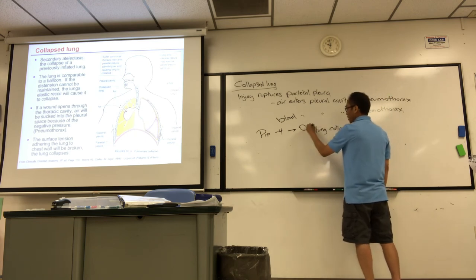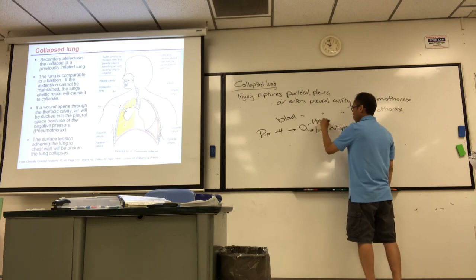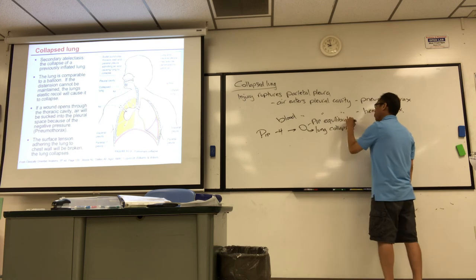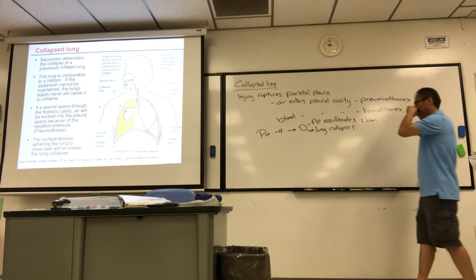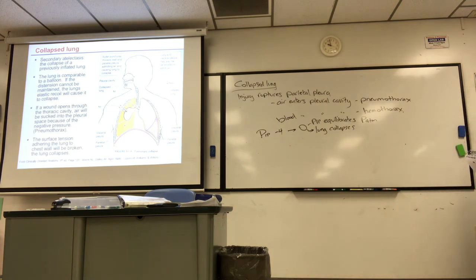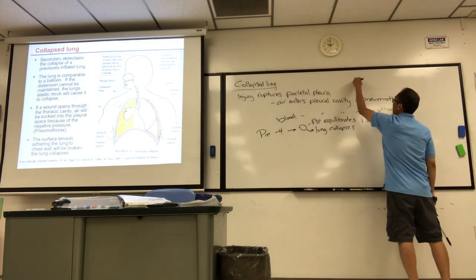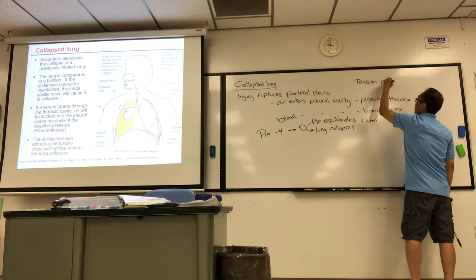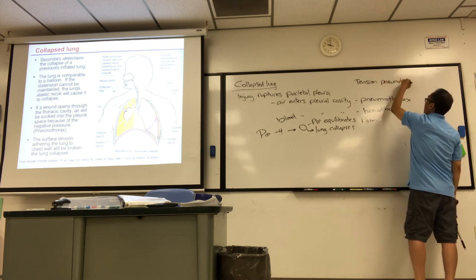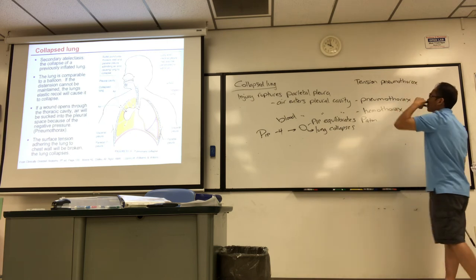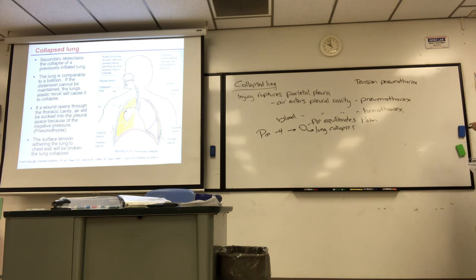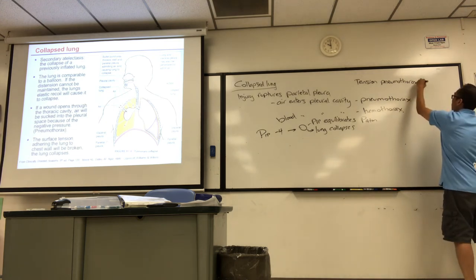I put a 0 there, I'm trying to say PIP equilibrates with PATM, that's pressure of the atmosphere, which is our 760, our 0 point. Okay, so then lung collapses and you push out all the air there, the lung is very difficult to inflate. You can remove air and fluids, you have to insert a chest tube. You know, there is a medical emergency situation where it's called tension pneumothorax. There's even one you could look up, it's called tension pneumothorax with rightward shift of the heart.